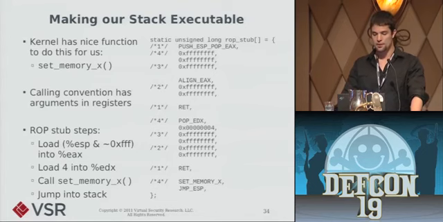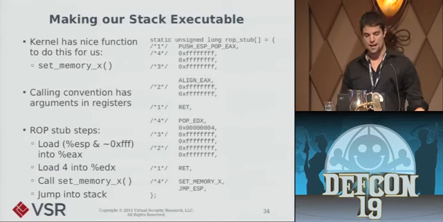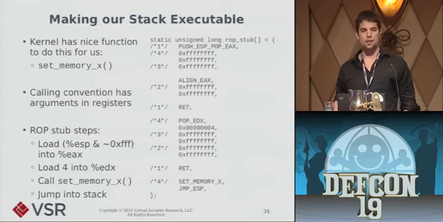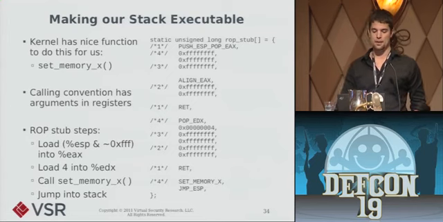So now, actually looking at some code, what we want our ROP payload to do is to make the stack that we overflowed executable so that we can run code on it. And the kernel has a really convenient function that'll take care of all the hard work for us called set_memory_x. And set_memory_x just takes 2 arguments. The first one is an address that you want to mark executable, and the second one is the number of pages from that point that you want to mark. We're in the kernel, so the calling convention has the first 3 arguments to functions in registers. So we just need to keep that in mind.